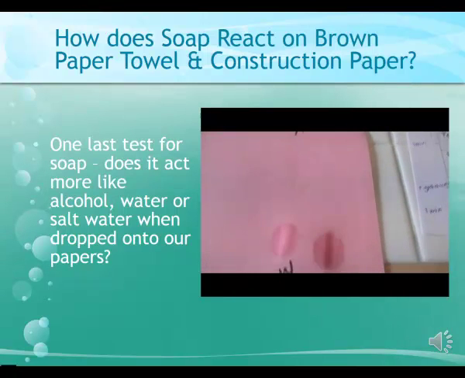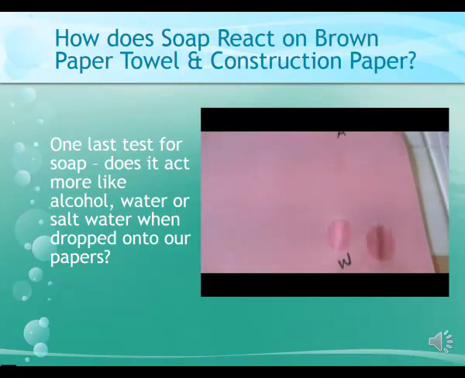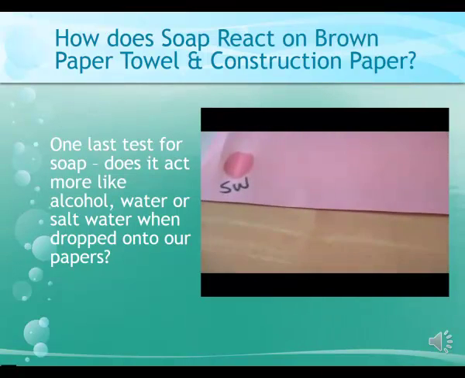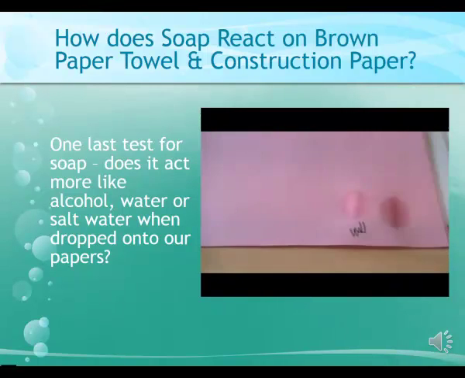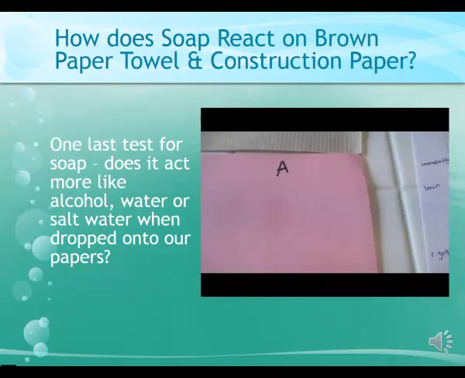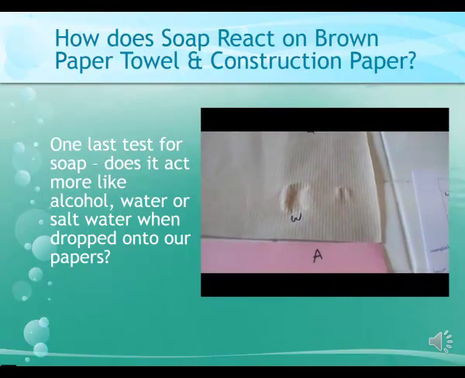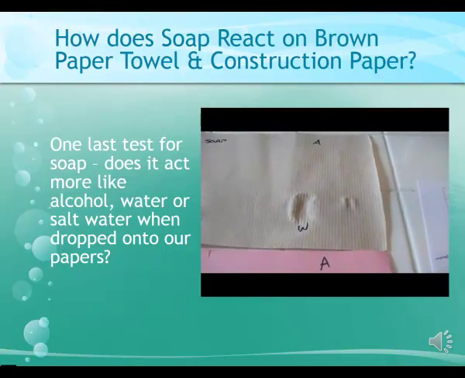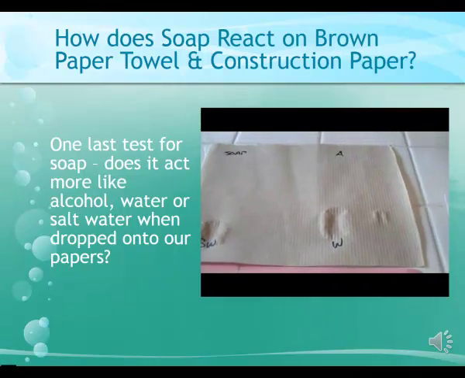Same thing on the pink paper towel. You can still see a slight discoloration right there, but nothing like the water and salt water. Oh, and this bubble's all gone out as well, so it did eventually disappear. But that might be a way to tell the difference between the liquids, is if you put a drop of unknown liquids and one evaporates a lot quicker than the other, you might have alcohol as one of the liquids.